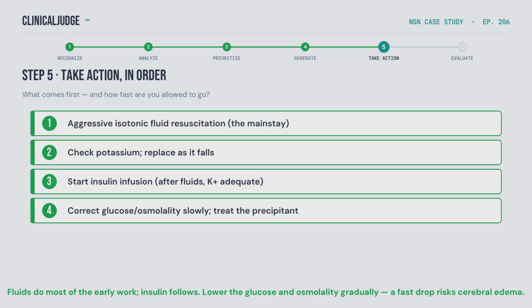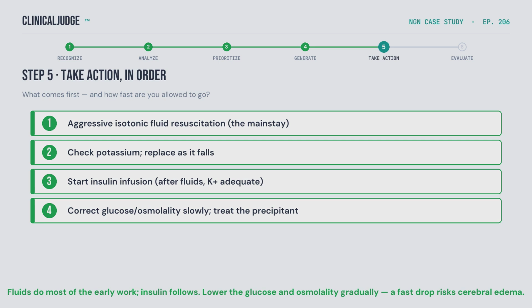Here is the order. First, aggressive isotonic saline, to attack the massive fluid deficit. This is the single most important intervention, and it starts lowering the glucose and osmolality by itself. Second, check the potassium and replace it as it falls, the same principle as ketoacidosis. Third, once fluids are underway and the potassium is adequate, start a regular insulin infusion, no bolus, to finish bringing the glucose down. And fourth, correct slowly, adding dextrose as the glucose approaches 250 to 300, and treat the precipitant.